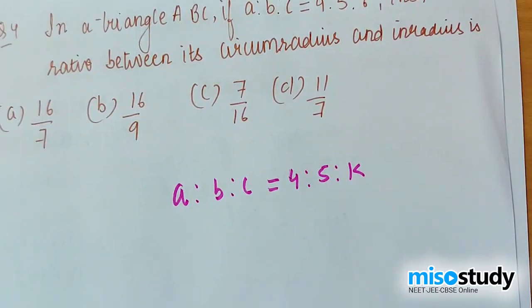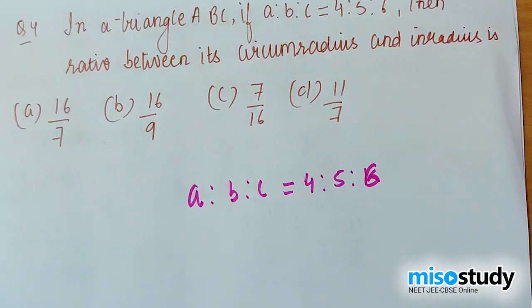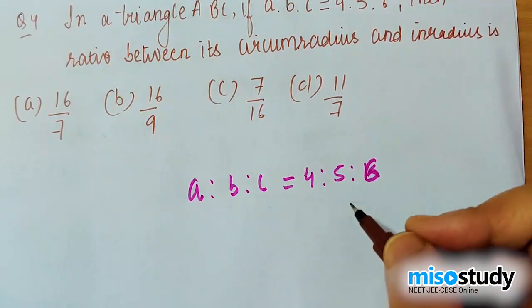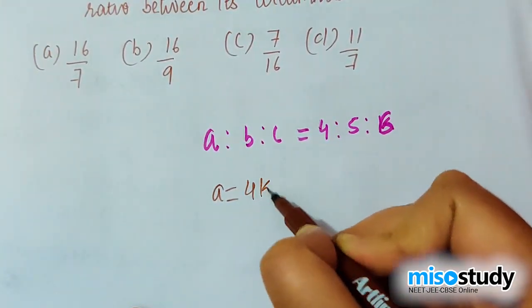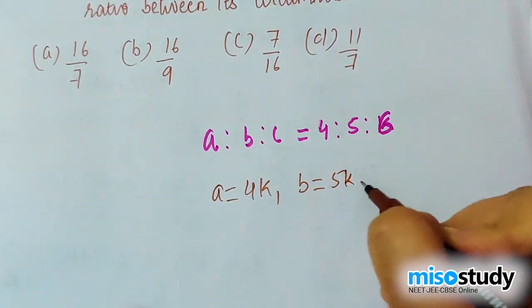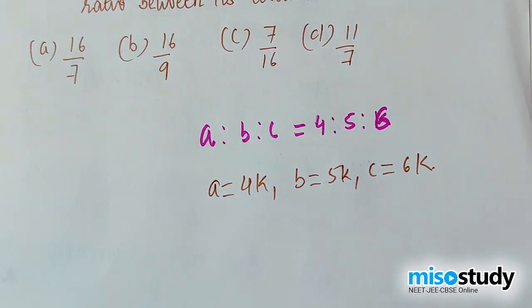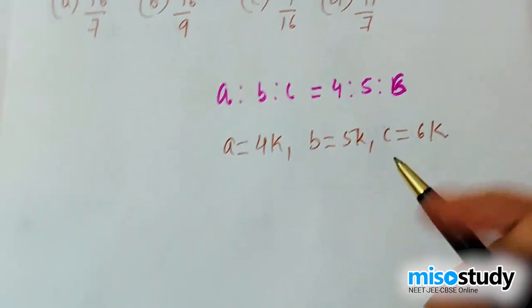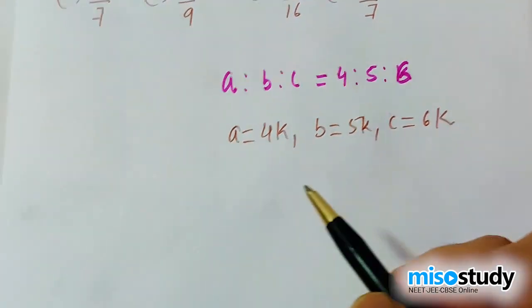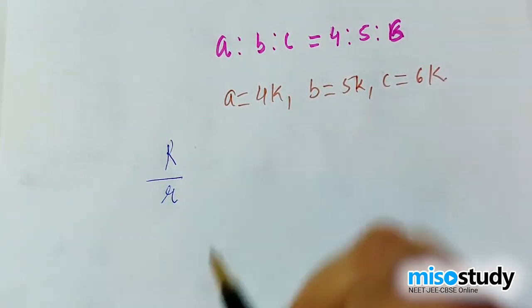If a is to b is to c is 4:5:6, that means a is a multiple of 4, b is a multiple of 5, and c is a multiple of 6, and all three are multiplied with the same quantity. That means a should be equal to 4k, b should be equal to 5k, and c should be equal to 6k. Alright, I hope you are very clear with it. This is not a very difficult thing to interpret. So I am given that the ratio of circumradius and inradius is to be found out. So I need to find capital R by r.